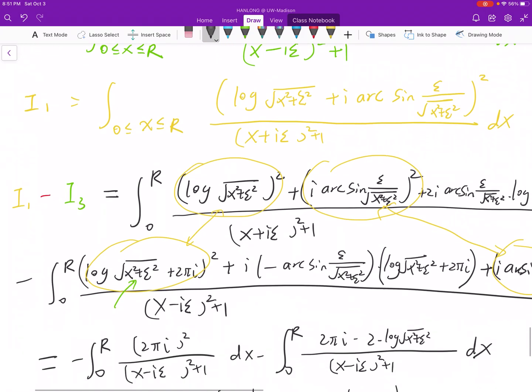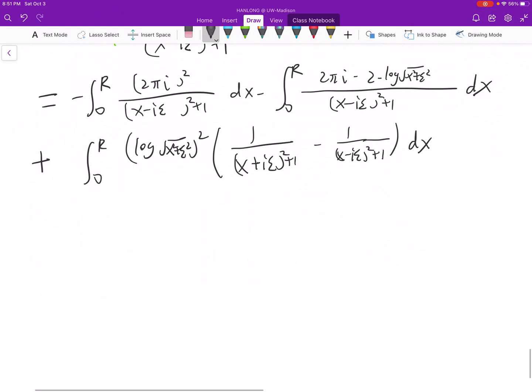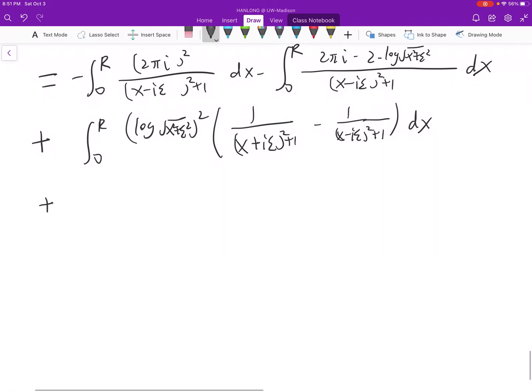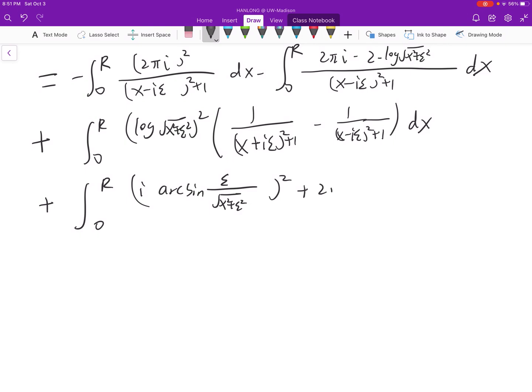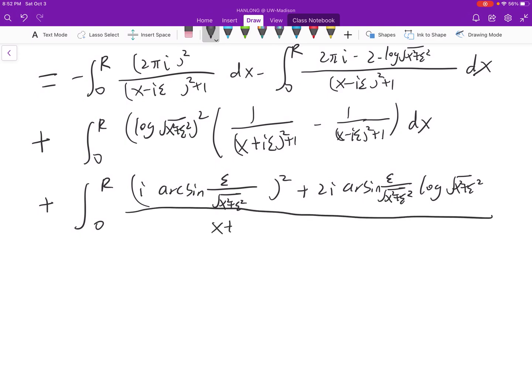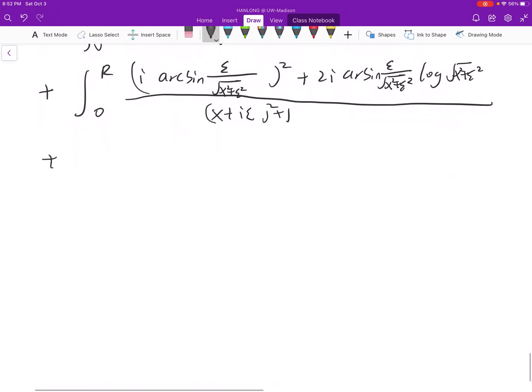then what do you have? Then you have something involving arcsine, so plus integral from 0 to r of i arcsine ε over square root of x squared plus ε squared, plus 2i arcsine ε divided by x squared plus ε squared, log square root of x squared plus ε squared divided by (x plus iε) squared plus 1, and then minus integral from 0 to r of negative i arcsine ε divided by x squared plus ε squared.